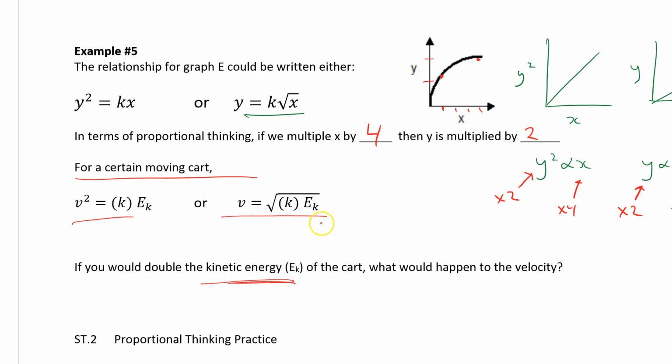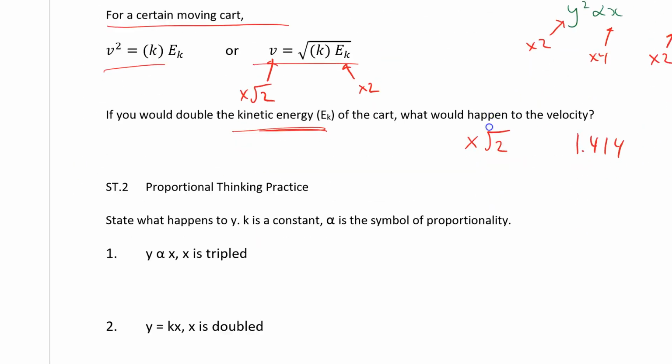If we're to double the kinetic energy, if we're to multiply this times 2, what would happen to the velocity? Well, whatever we're multiplying by, we have to square root it. So this is going to get multiplied by the square root of 2. The new velocity would be bigger, but it would be multiplied by the square root of 2. By the way, the square root of 2 is approximately 1.414, I think. So it would increase, but it wouldn't double, right? It would go up by some amount, but not totally double.